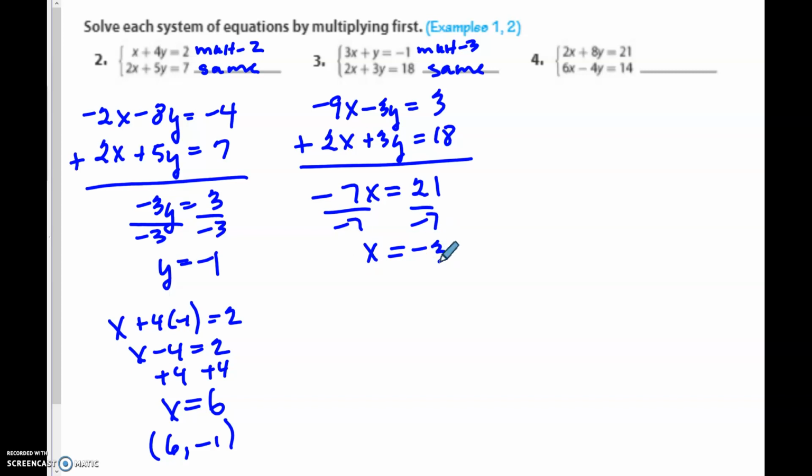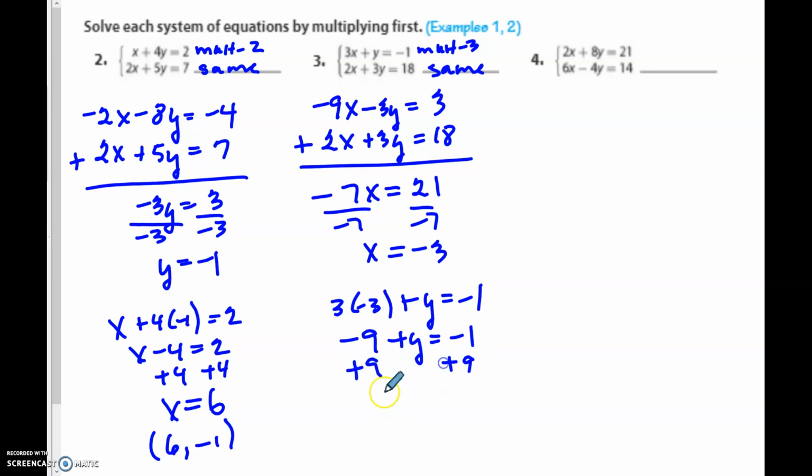All right, x is -3, so I'm going to go plug that into the top equation. So 3 times -3 plus y equals -1. So I have -9 plus y equals -1. And when I add 9 to each side, I get y is 8. So my final solution here is the ordered pair, -3, 8.